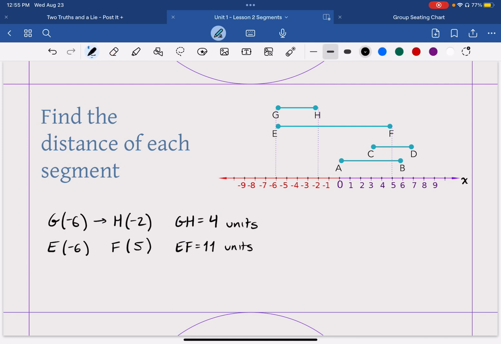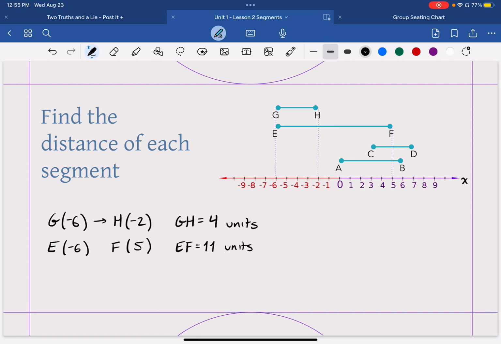Take a minute. Let's look at these numbers that we have real quick. Okay, from -6 to -2, we have 4 units. From -6 to 5, we have 11 units. How are we getting those numbers from those two numbers? Well, let's explore a little more.